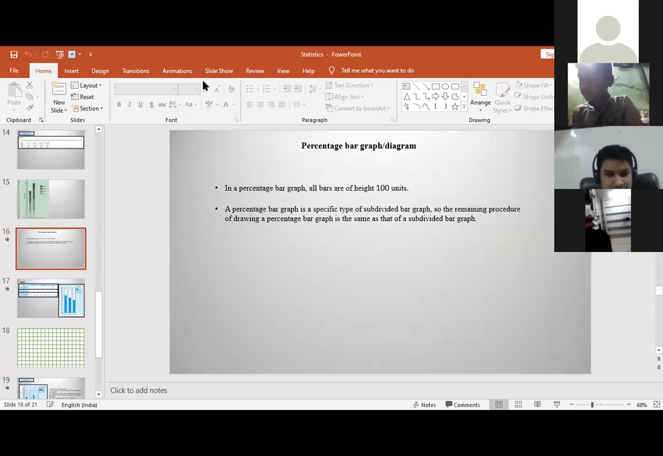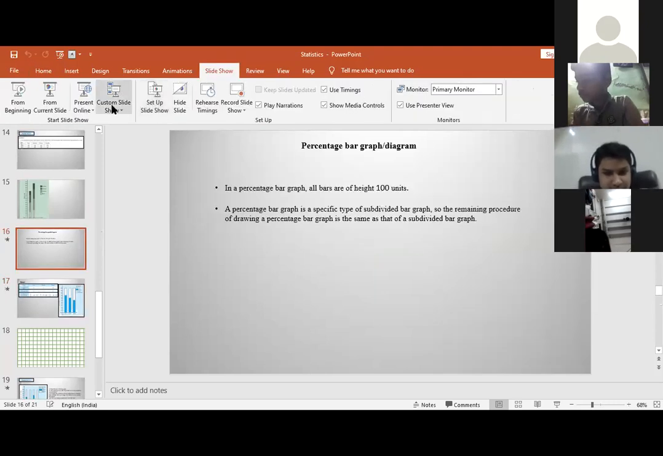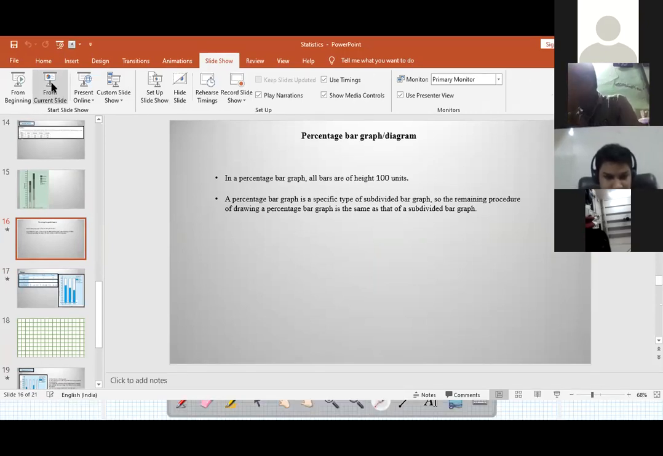Okay, the next is percentage bar graph. So one sum is remaining, the fourth one. Question number 4 you all can do. I think there are only 3 graphs in that. So I'm giving question 4 as homework.